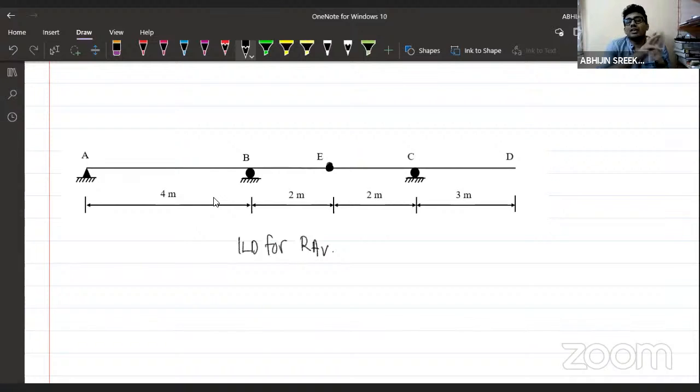So first of all, what we have to do is draw the influence line diagrams. Suppose I have a structure here. I think you'll be able to see this. Okay, I'll draw it here. I have a simply supported beam here, and this is A and this is B. I am interested in drawing the influence line diagram for the vertical reaction at the end.